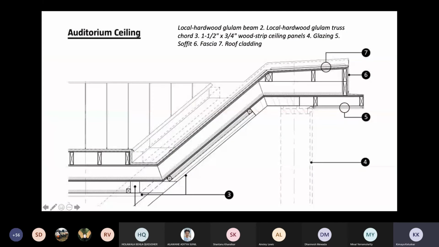So this is the section which actually talks about the local hardwood glue lam, okay, which is the beam there. Then there is a local hardwood glue lam truss chords, which is 3 here. And then there is a fascia board, there is a roof cladding. So these are the kind of detailings which are also expected from your end for your project.